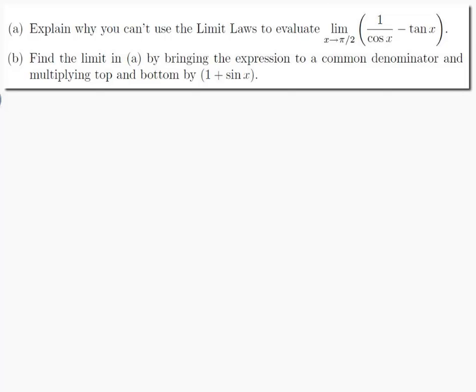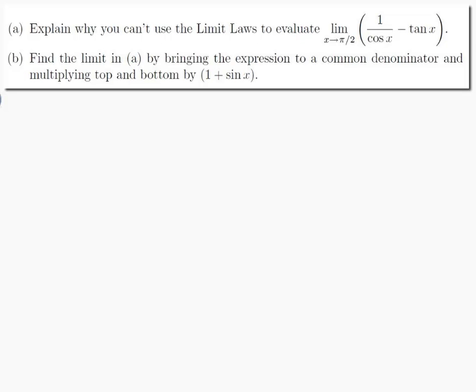The question is, A. Explain why you can't use the limit laws to evaluate the limit as x approaches pi on 2 of 1 on cos x minus tan x. And B. Find the limit in A by bringing the expression to a common denominator and multiplying top and bottom by 1 plus sine x.